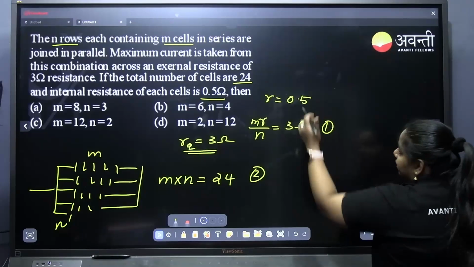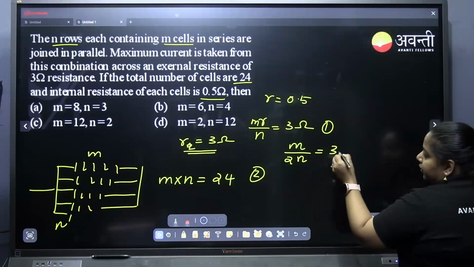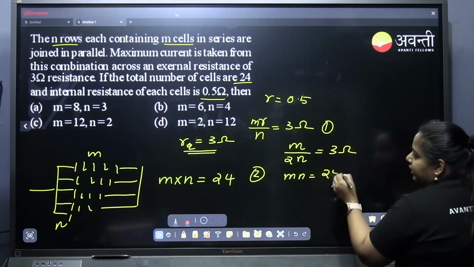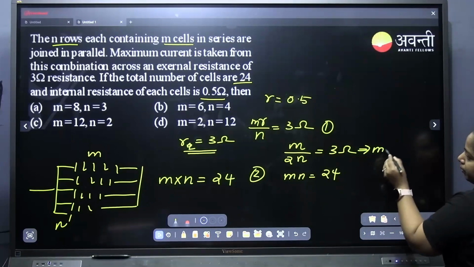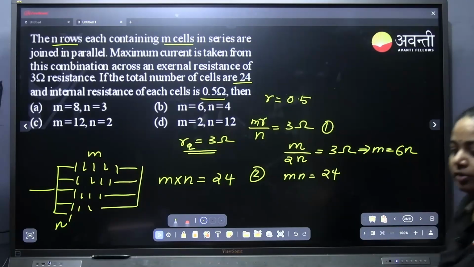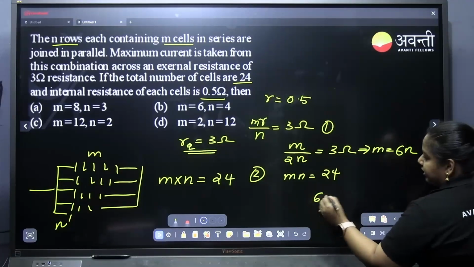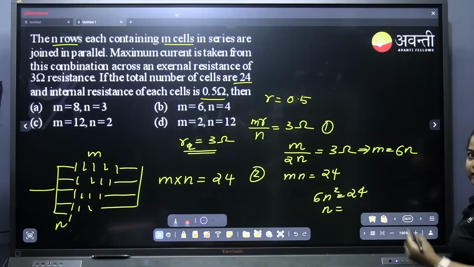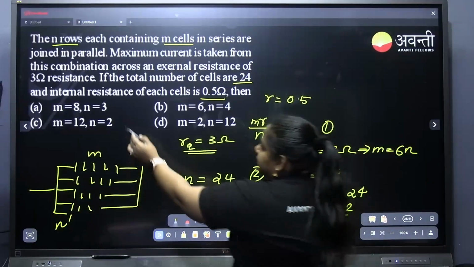Okay, substituting R equal to 0.5, we will get M by 2N equal to 3 ohm. From here, MN equal to 24. Okay, then from this we can say that M equal to 6N. Substituting it here, we will have 6N square equal to 24, N square equal to 24 by 6, which is 4, so N equal to 2. Yes, answer is option C.